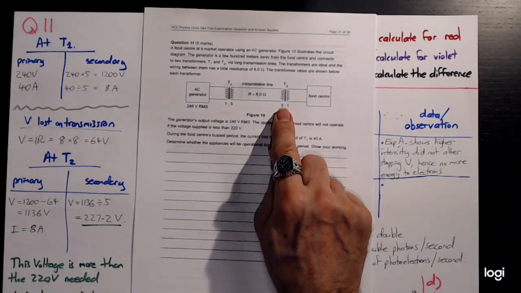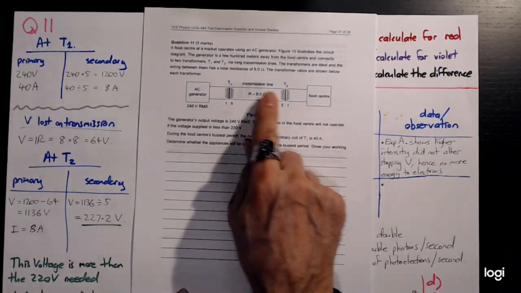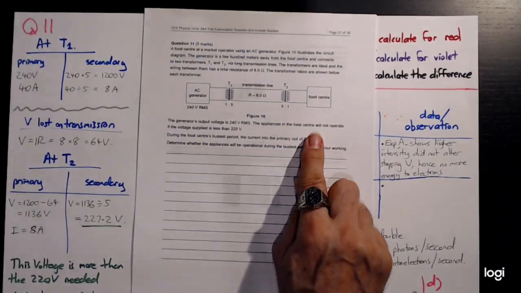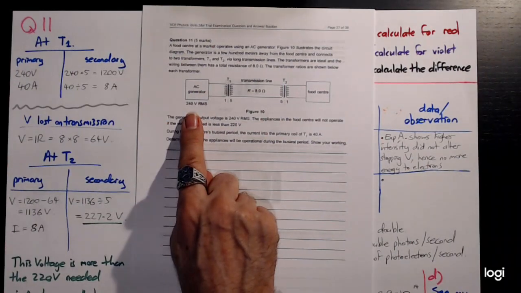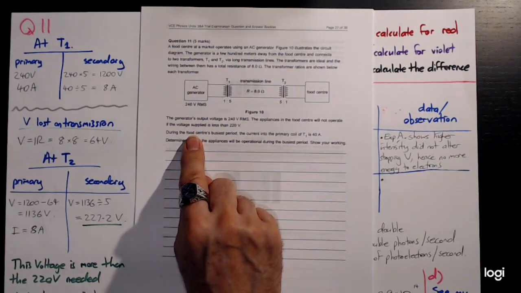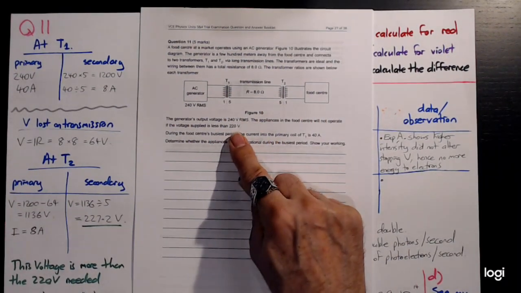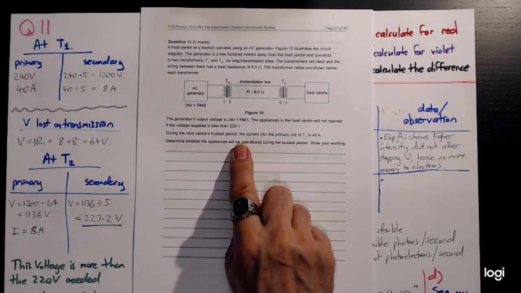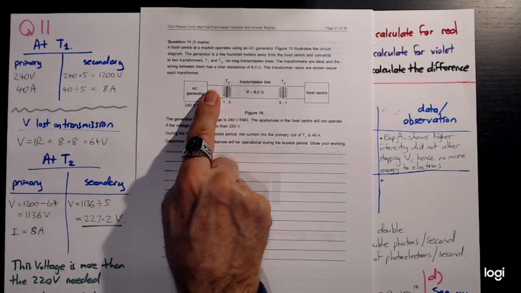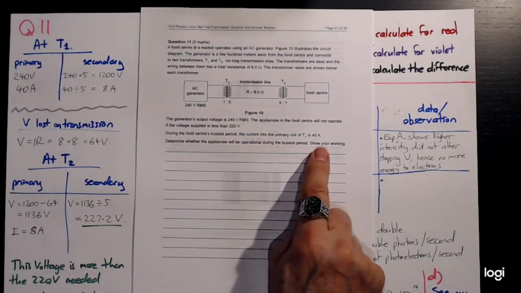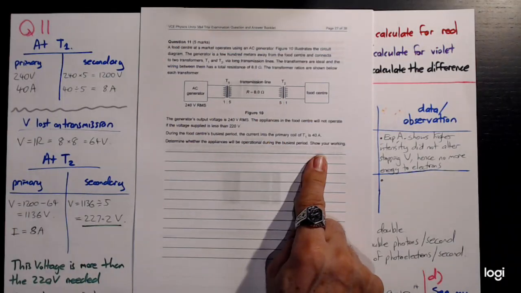And then there is a step-down transformer here, 5 to 1, and then a food center. That is basically what they tell you over here. The generator's output voltage is 240 volts. The appliances in the food center won't operate if the voltage supplied over here is less than 220. During the food center's busiest period, the current into the primary coil of T1, in other words, over on this side, primary, secondary, is 40 amps. Determine whether the appliances will be operational during its busiest period.